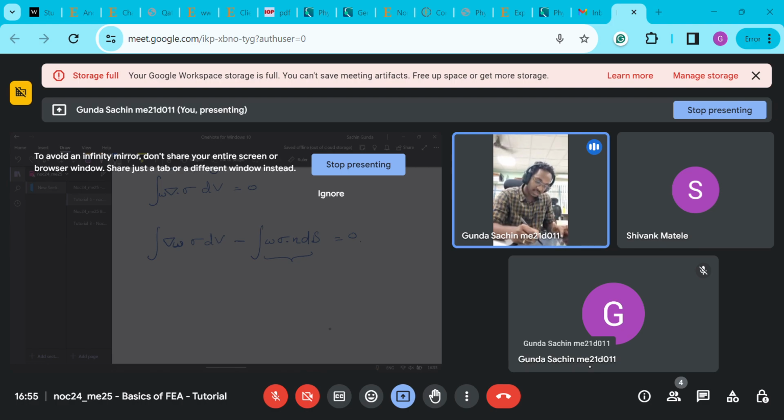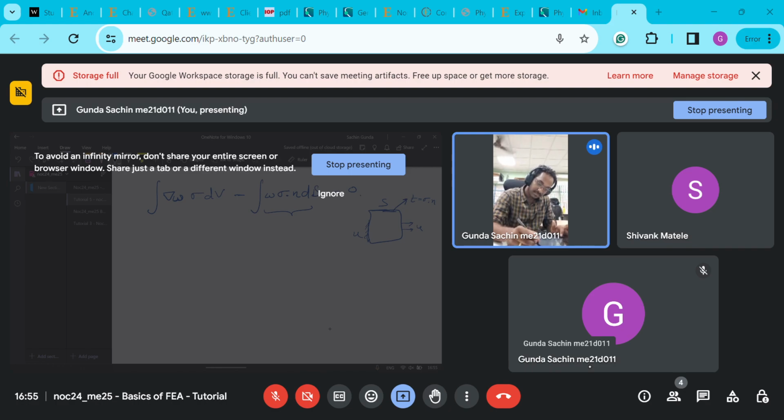Okay, right? This is the one you'll get. And one more important thing is this one tells about boundary conditions on this surface. What are the boundary conditions? Sigma dot n is one thing you can apply. Sigma dot n is nothing but the traction vector.